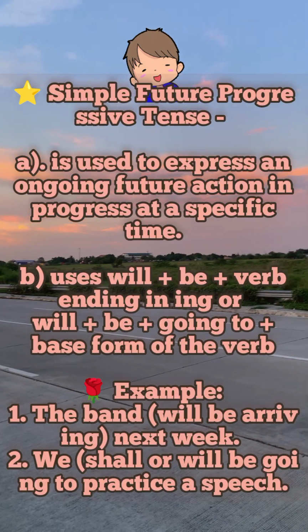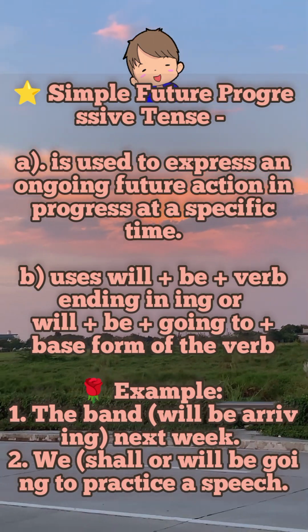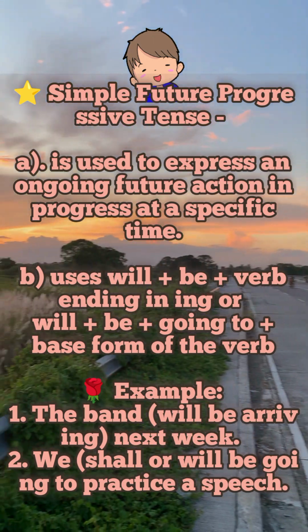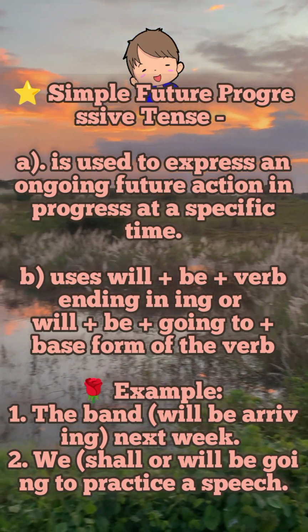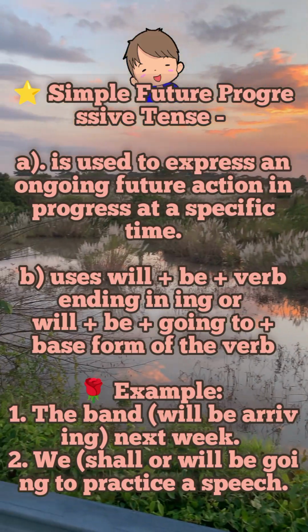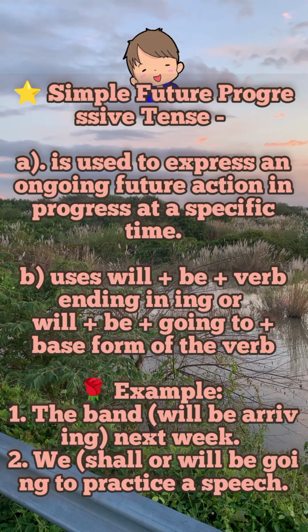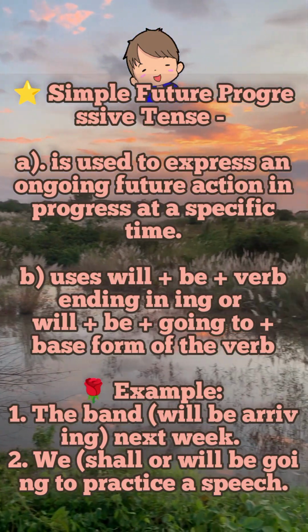Simple future progressive tense is used to express an ongoing future action in progress at a specific time. It uses will plus be plus verb ending in ing, or will plus be plus going to plus base form of the verb. Example: 1. The band will be arriving next week. 2. We shall or will be going to practice a speech.